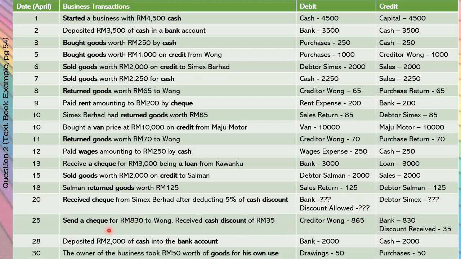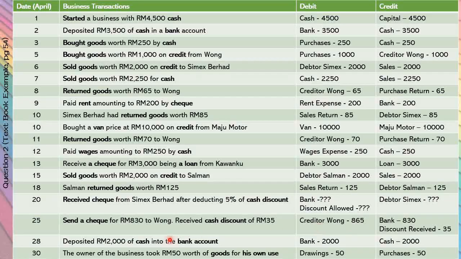Saya nak check for $830 to Wong, receive cash discount of RM35. So bila kita bayar hutang kepada Wong, Wong bagi kita discount RM35. Okay, so kita bayar kan. So credit bank berkurang. Discount receive sebelah kredit sebab apa? Dia mengurangkan belanja. Dia mengurangkan expenses. Okay, jadi kita bayar tutup hutang Wong kita RM865. Okay, kenapa kita debitkan Wong? Sebab bila kita bayar hutang kat Wong, hutang kita kepada Wong, liability semakin berkurang, letak sebelah debit.